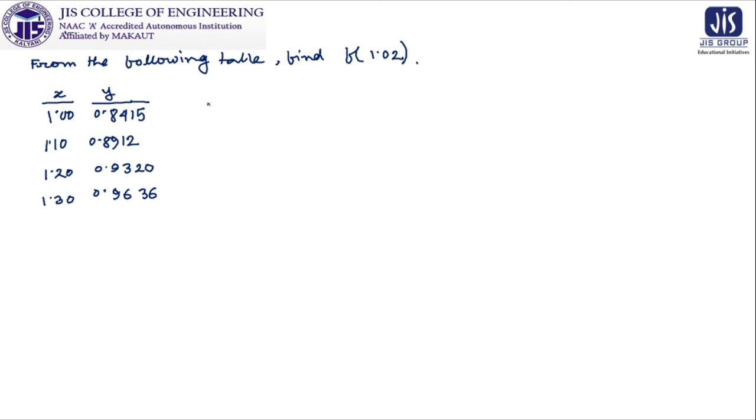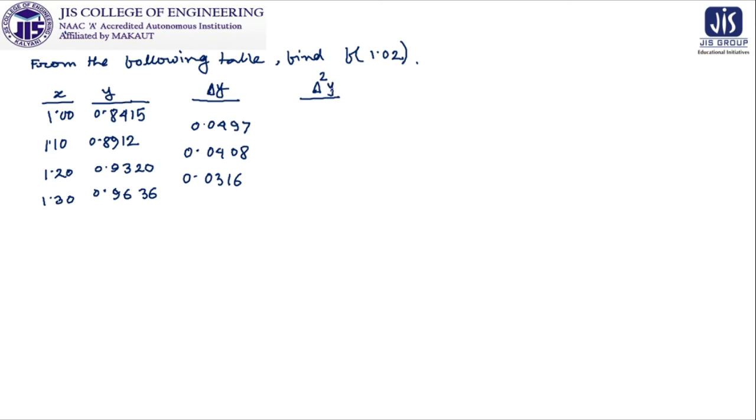Now obviously we will construct the forward difference table for this one, and we will construct it very carefully because we know that for the first one, del y, I have to subtract 0.8415 from 0.8912 and we will get it as 0.0497. Similarly the next one will be 0.0408 and the next one will be 0.0316.